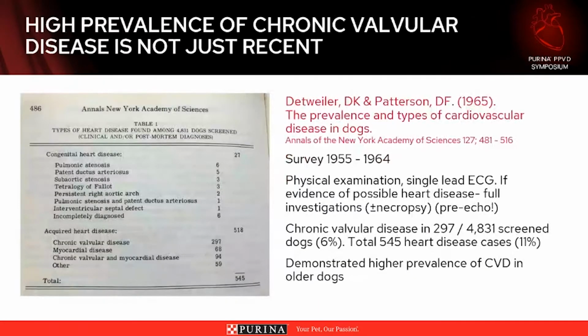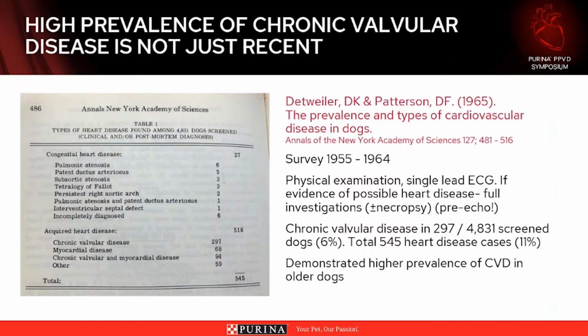So I said it's a very well recognised condition in veterinary medicine, and this is a paper going back over 50 years ago. So this was pre-echo days, clearly, but Detweiler and Patterson actually had this prospective study looking between 1955 and 1964 at animals coming in. They screened them for heart disease by physical examination and an ECG. And if they thought they had possible heart disease, they carried out full investigations, which in those days included cardiac catheterization, radiographs, angiography, but not echo clearly. But it did include necropsy for those dogs that didn't live.